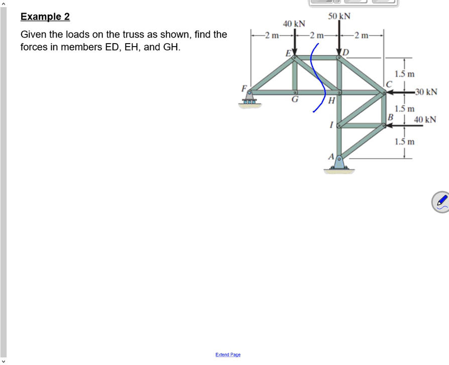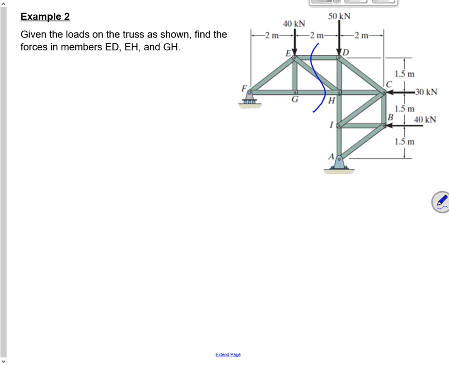Well, if I look at the support reactions, there's two support reactions at A, one X, one Y. There's only one at F. So I'm going to find that support reaction at F, and I'm going to work the left-hand side. So that's step one. Find the support reaction at F.